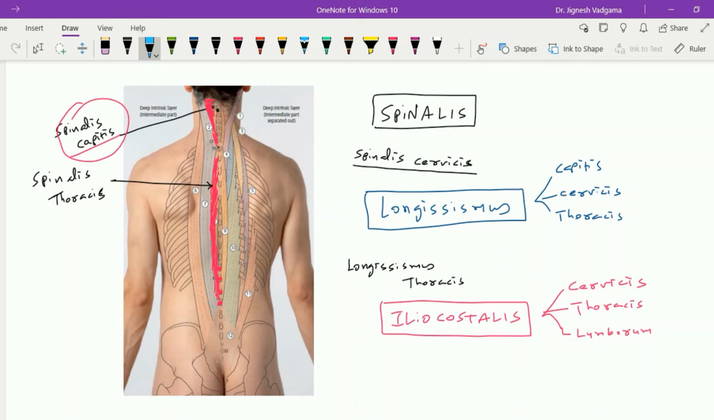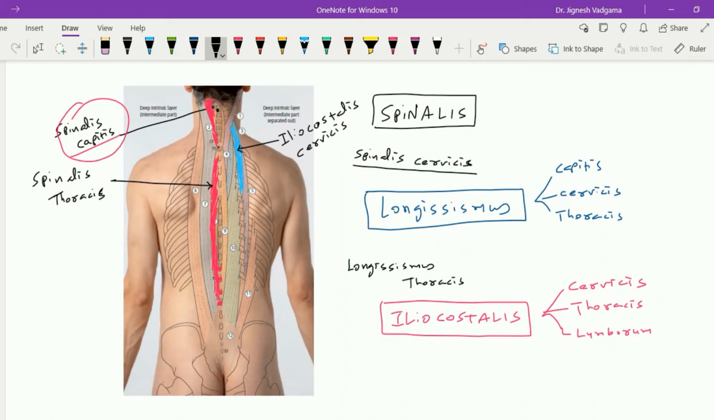And here in this figure, we can appreciate this is the iliocostalis cervicis group of muscle, and this iliocostalis cervicis group of muscle is going to arise from the 3rd to 7th ribs, and it is going to insert over the C4 to C6 transverse processes. So this iliocostalis cervicis muscle arises from the ribs and inserts over the transverse processes of the cervical vertebrae.